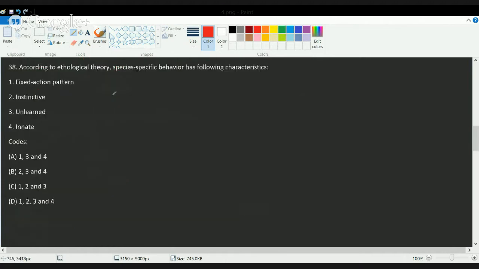Now, according to ethological theory, species-specific behavior has the following characteristics. What is ethological theory? Ethological theory implies the upbringing of an organism, be it a human being or animals, in a natural behavior or considering its natural settings. So when we talk about natural behavior, the most important element here is that the behavior is innate or inborn in nature. So you have inborn or innate behavior.